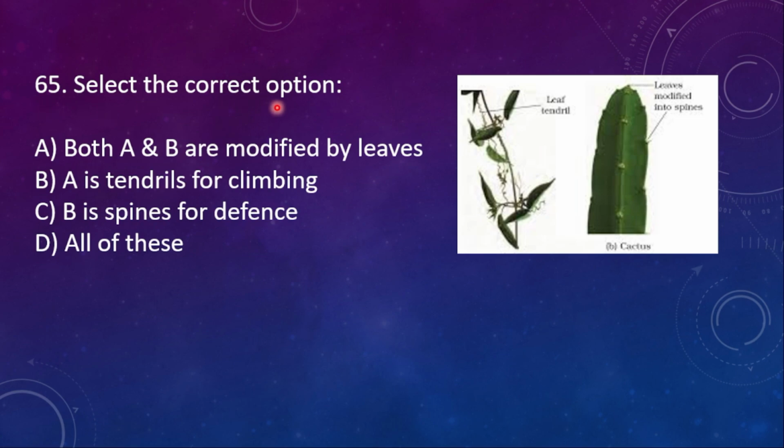65. Select the correct option. A, both A and B are modified leaves. B, A is tendril for climbing. C, B is spines for defense. These are the spines. This is for the leaf modification and this is the leaf tendril. So here the right option is all of this. All of these are correct. Both A and B, this one is A and this one is B. Both are leaf modified, and this is tendril for climbing purpose, spine for the defense purpose.